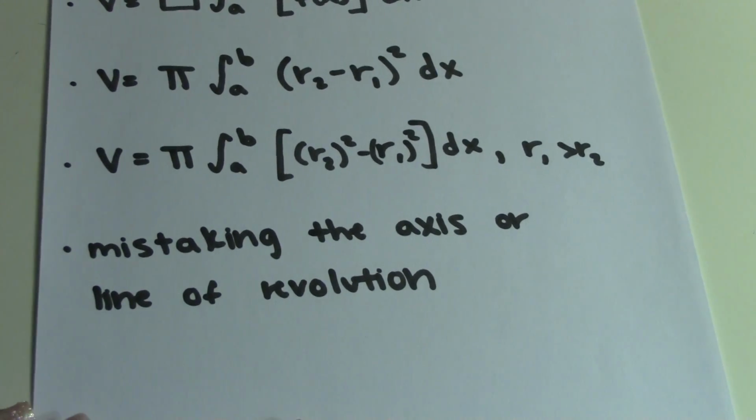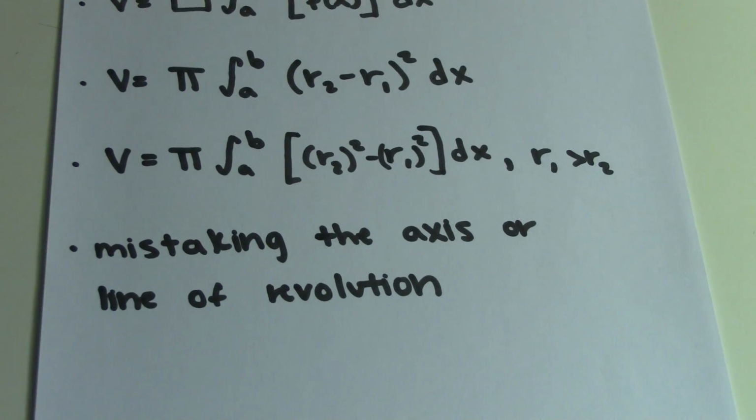And the last common mistake is mistaking the axis or line of revolution. So if the problem is asking you to rotate about the y-axis, and you mistake it and accidentally do the x-axis because you're used to it, or it's easier for you, or for some reason, then that will obviously give you the wrong answer. So make sure you're listening to directions and reading the problem carefully and thoroughly, and if you do that, you should be able to get everything correct.